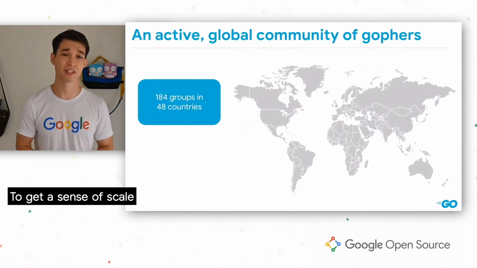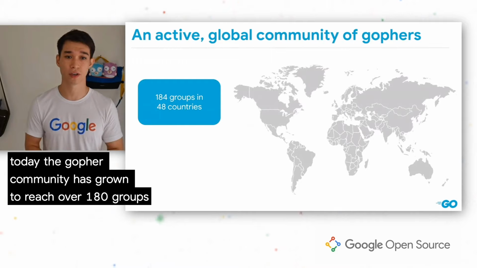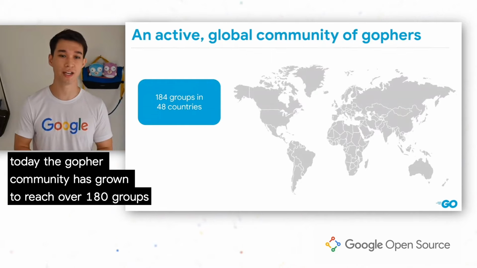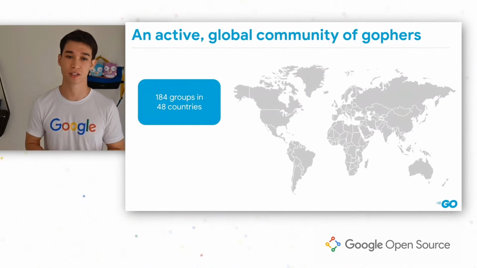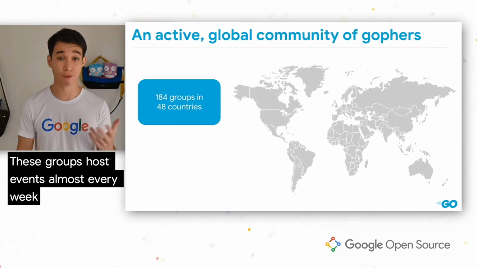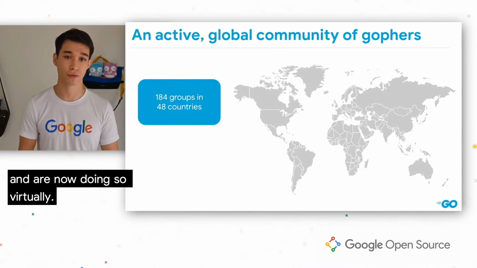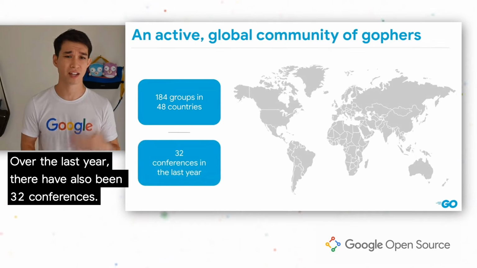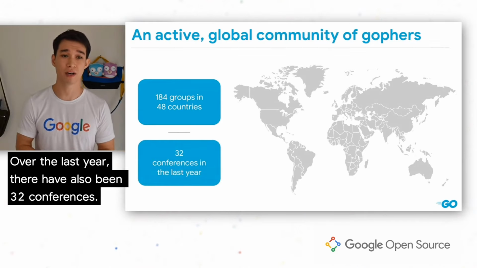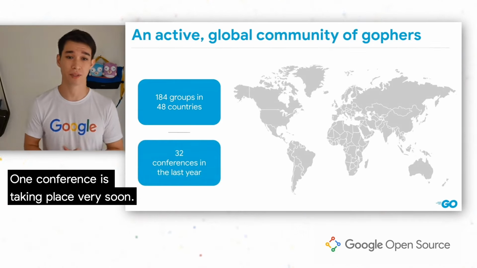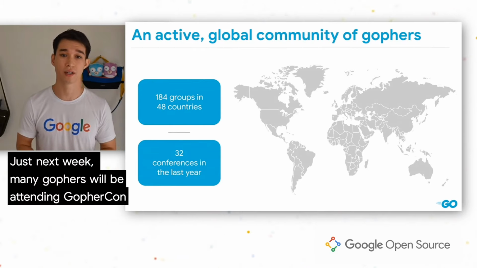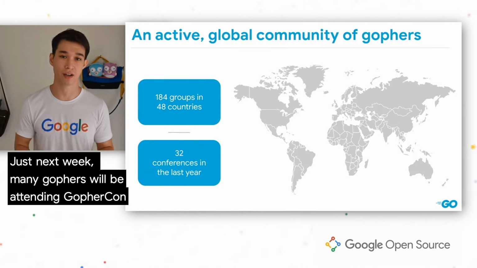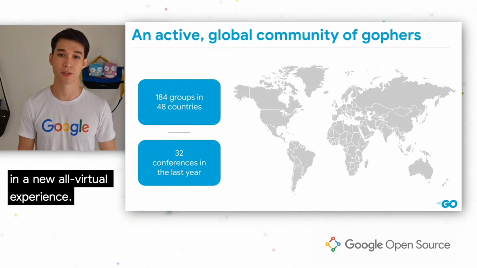To get a sense of scale, today, the Gopher community has grown to reach over 180 groups in nearly 50 countries. These groups host events almost every week and are now doing so virtually. Over the last year, there have also been 32 conferences. One conference is taking place very soon. Just next week, many Gophers will be attending GopherCon in a new all-virtual experience.